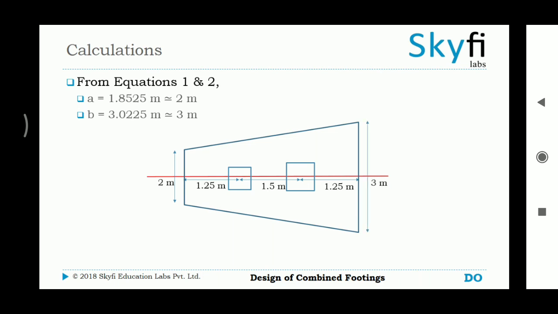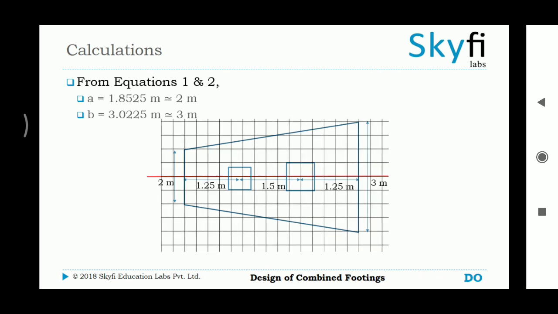Now to draw this trapezoid in the software, you will take the help of equally spaced grid lines, as the software does not have a trapezoidal footing as a preset. In the grid system, you will locate the four corners of the trapezoid, and join them to form the closed figure.